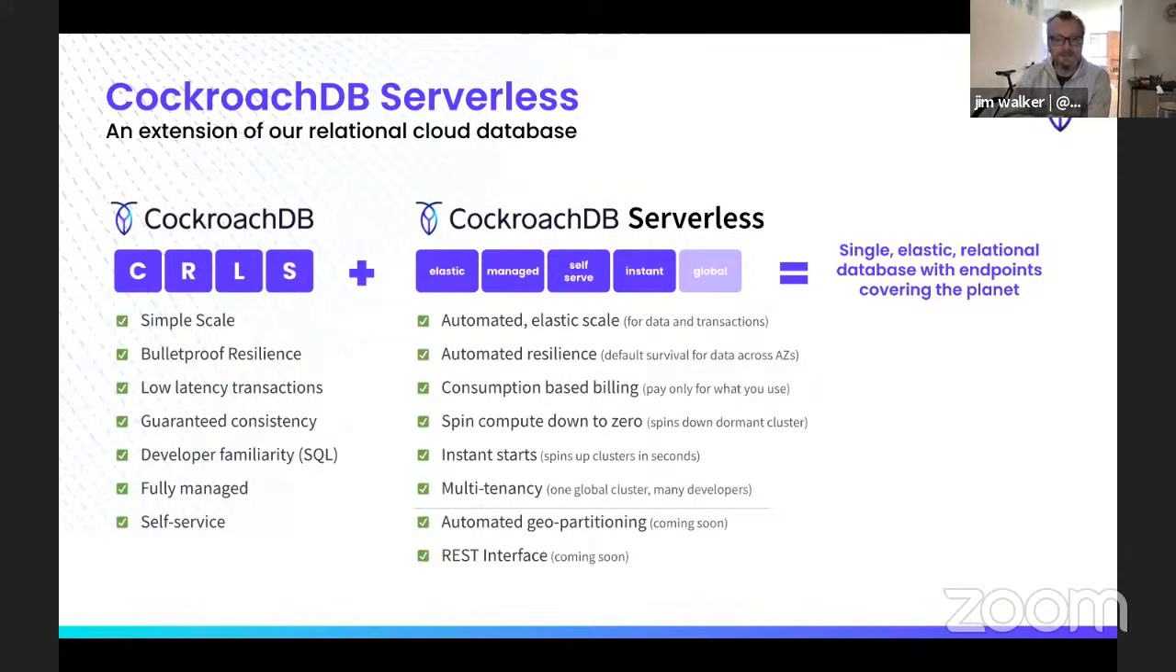We had to add consumption-based billing, right? So that you only pay for what you use. But if we're going to do that, we had to actually allow for dormant clusters. Well, not created, but if a cluster scales down to no traffic, it needs to be turned off. We need instant starts, but most importantly, this needed to be multi-tenancy. So what we've built is one single database that is hosting multiple different tenants. So the thousands of clusters are all running on one instance of Cockroach database.